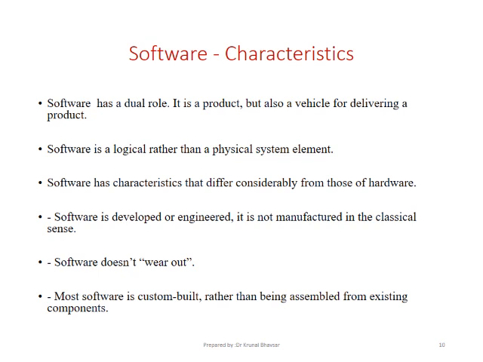Software has characteristics that differ considerably from those of hardware. Software is developed or engineered. It is not manufactured in the classical sense. Software doesn't wear out. Most software is custom built rather than being assembled from existing components.